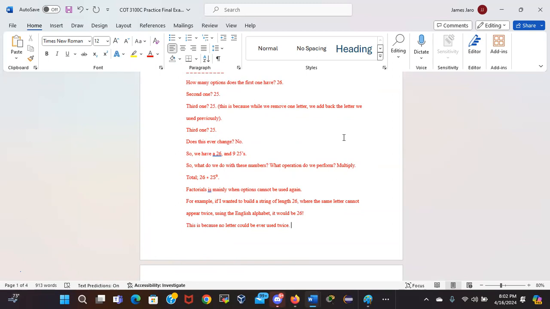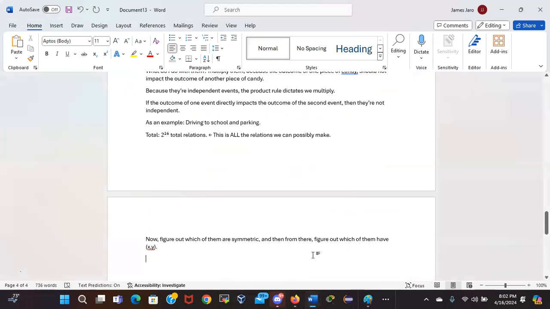For number 3, after define the total number of relations, find the number of relations that are symmetric. So not all of these relations are going to be symmetric. You need to figure out how many of them are symmetric.